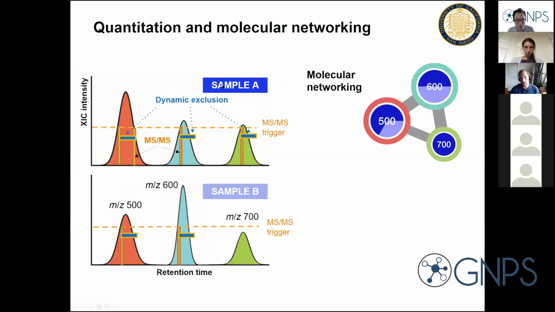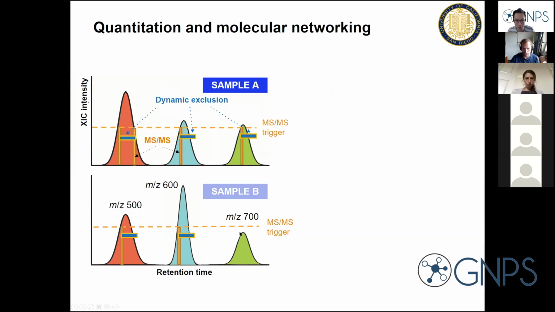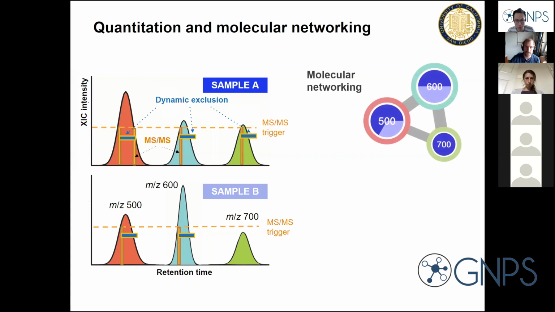If we now want to compare sample A to sample B, in sample B the third green peak was below the threshold of the MS2 trigger. Hence, when we look at this molecular network and think about relative quantification and spectral counts, you will see that the green peak does not contribute to that 700 node here. That is one of the fundamental problems if you only have MS2 level information in your molecular network. Besides that, maybe also isomers don't get resolved.